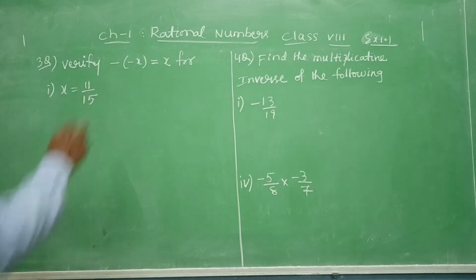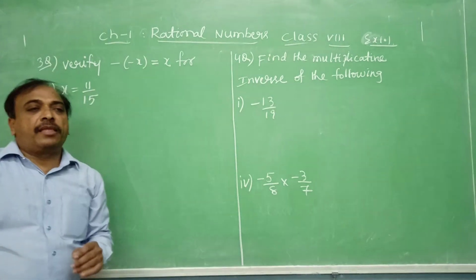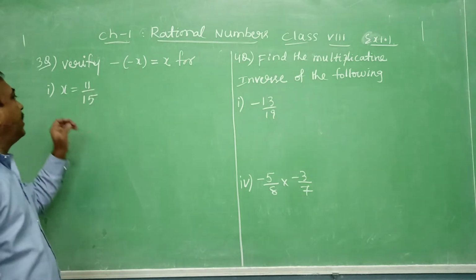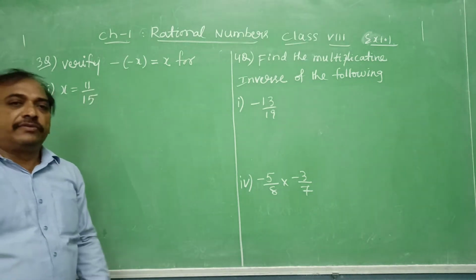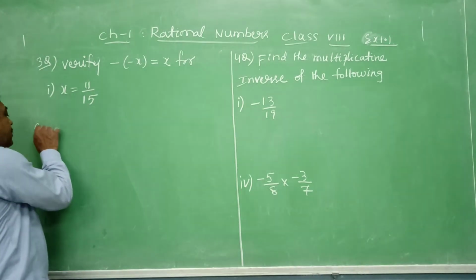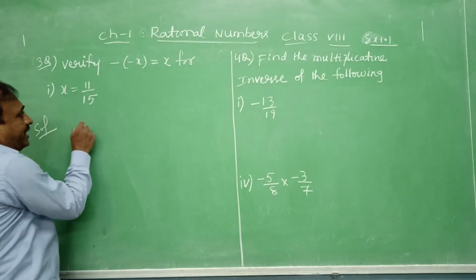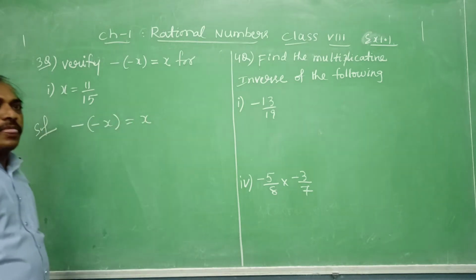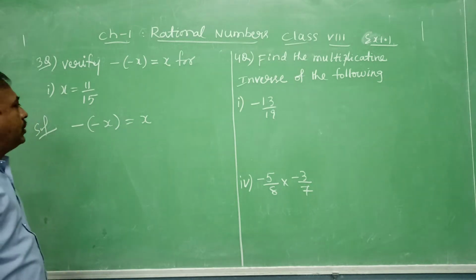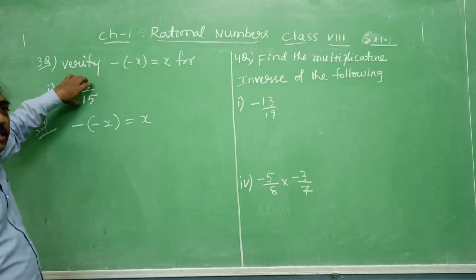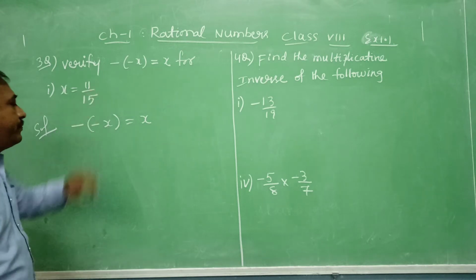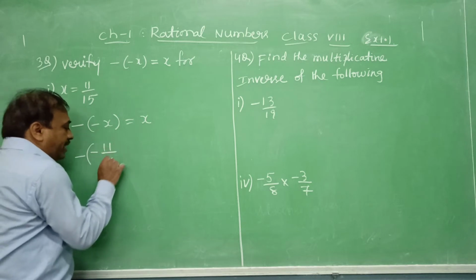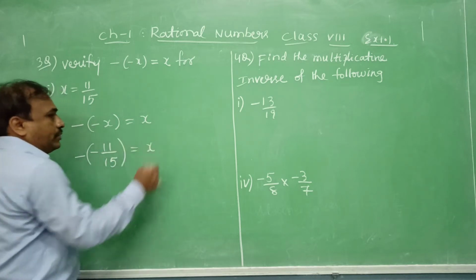Let us see question number 3. Verify minus of minus x is equal to x for x equals 11 by 15. So given that minus of minus x is equal to x, for the x place we are going to substitute 11 by 15. That is, minus of minus 11 by 15 is equal to x.